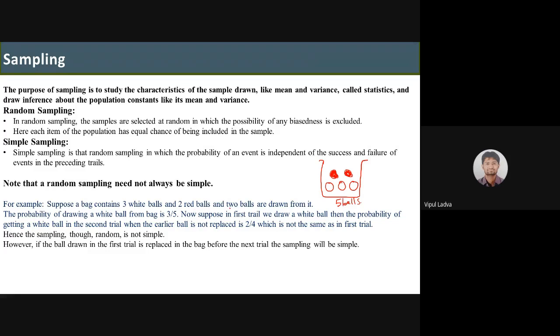So in total I am having 5 balls in this bag. Now 2 balls are drawn from it. We are supposed to draw 2 balls from those 5 balls. Now the probability of drawing a white ball from the bag, if I'm picking the first ball, will be 3/5. That particular probability that the first drawn ball is of the white color will surely be 3/5.